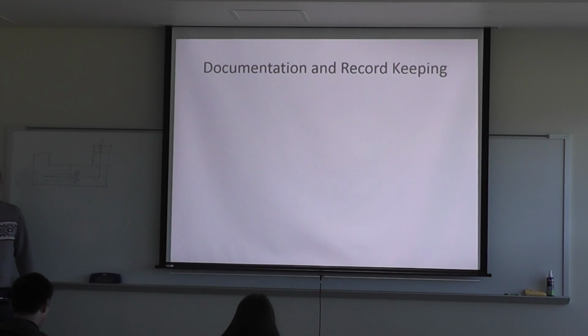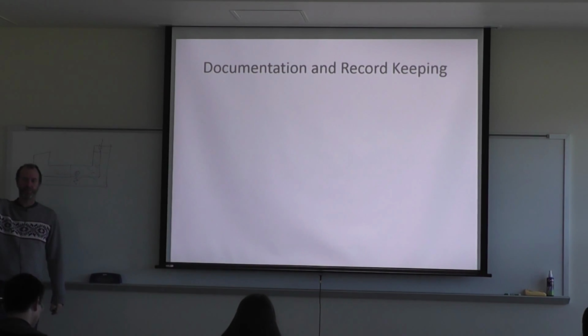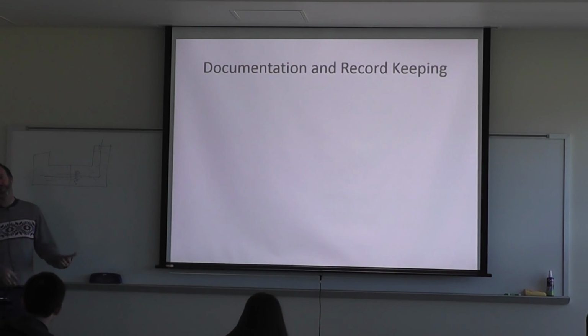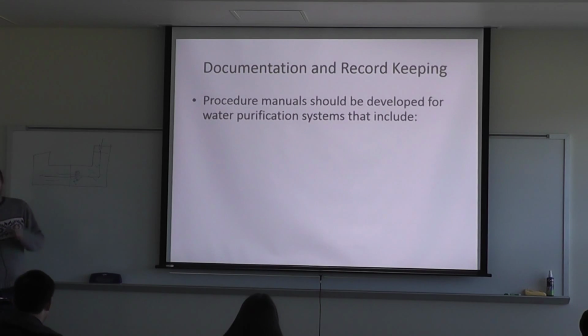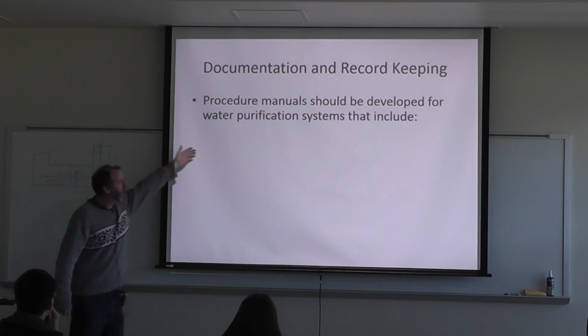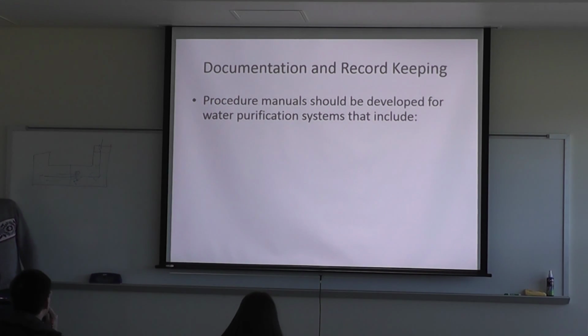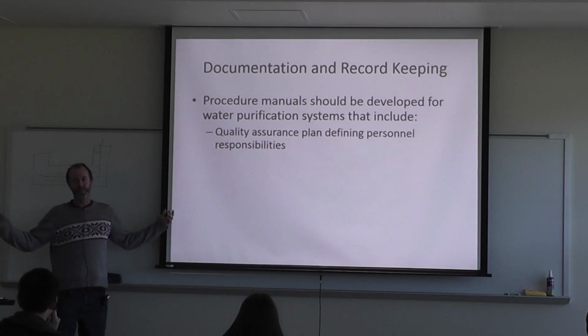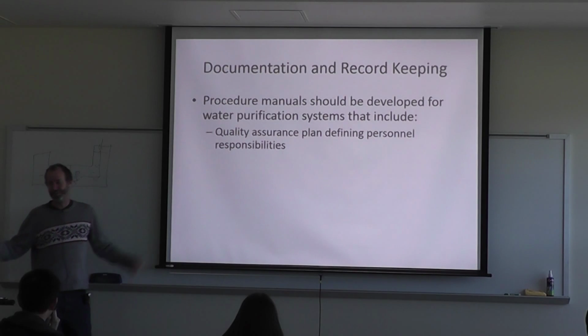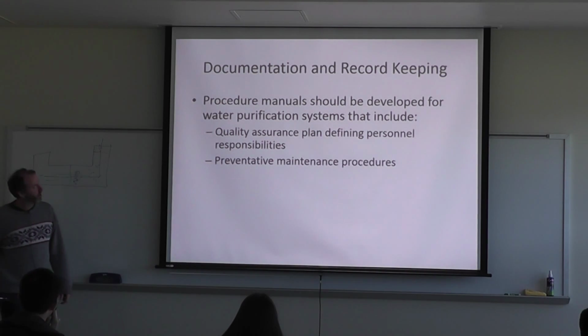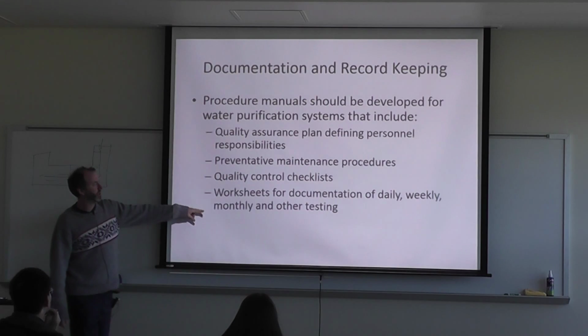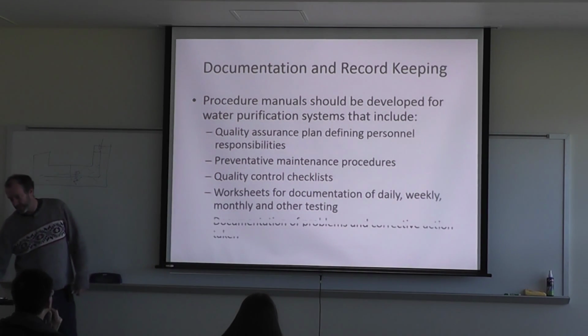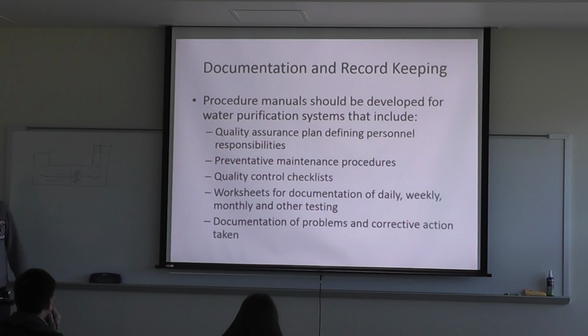Documentation and record keeping. When you're in the lab, you have to constantly document, like we saw back there, the QC, quality control. And if there is a problem, you have to document what you did to correct it. To do this, procedure manuals are developed for the water purification systems, and they're going to include a quality assurance plan, defining personnel responsibilities. If you don't define the responsibility of whoever, nobody will do it, right? Preventative maintenance procedures are going to be defined in that. Quality control checklists, like we just saw back there. And worksheets for documentation of daily, weekly, monthly, and other testing. And documentation of problems and corrective action taken.